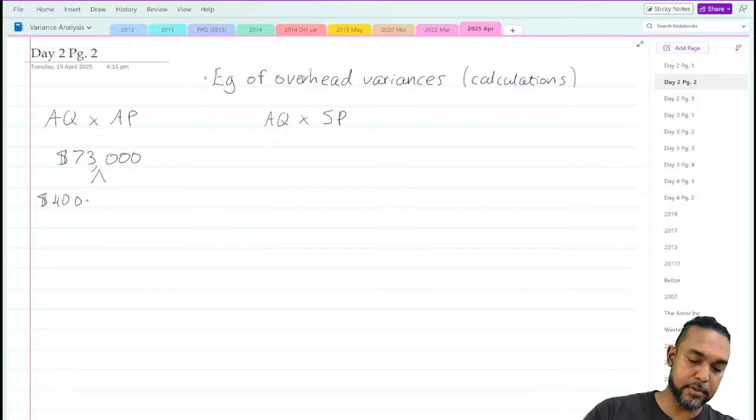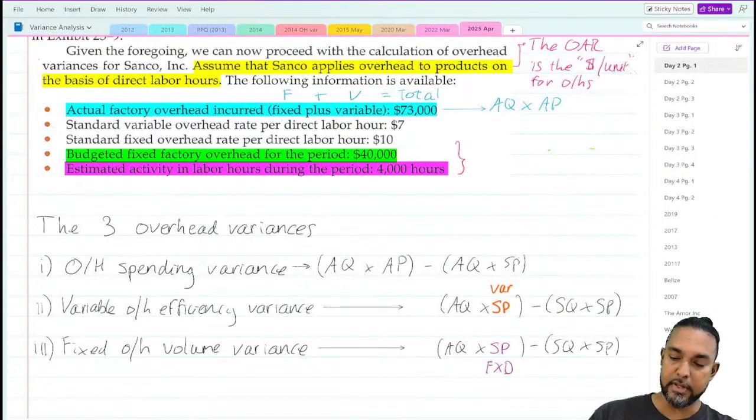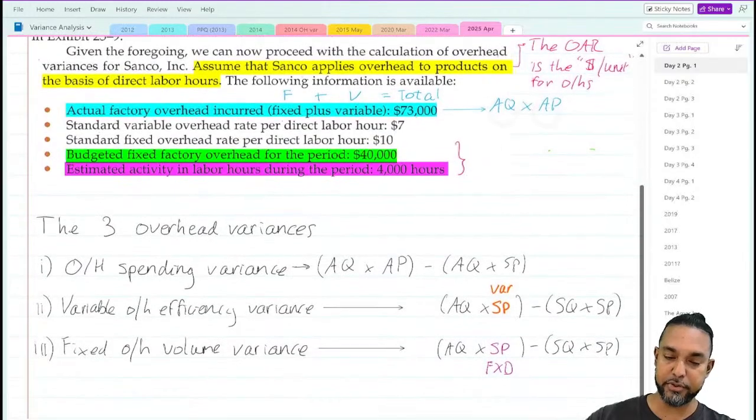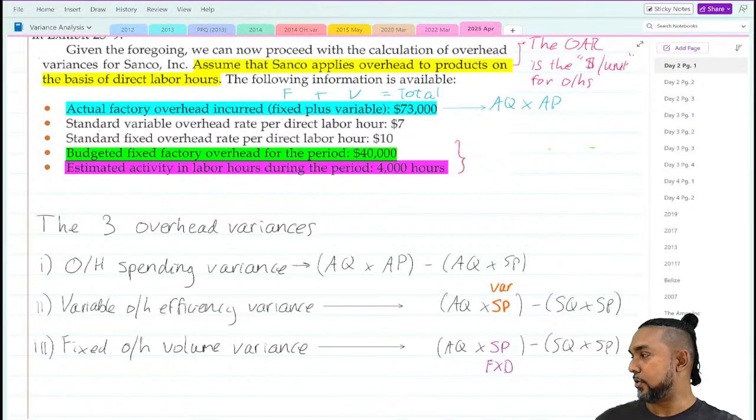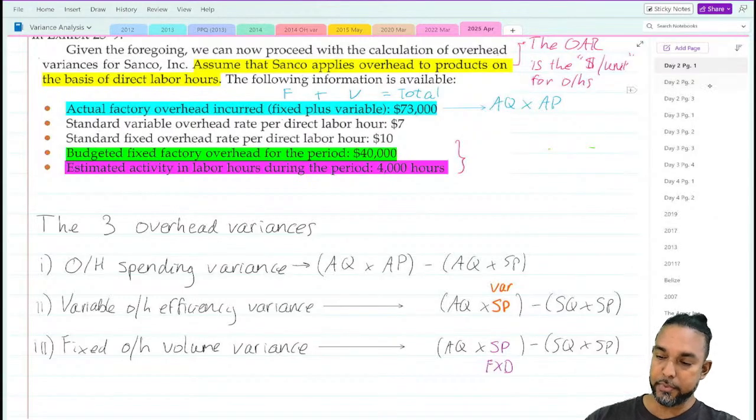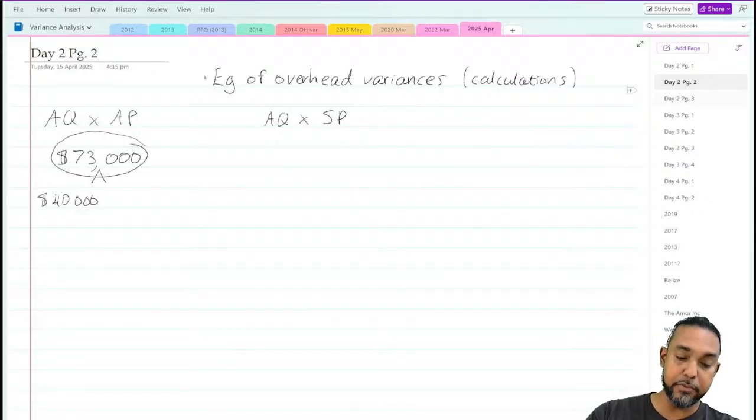So you have 40,000 there. Once again, that 40,000 is this item here, which is the budgeted fixed factory overhead. Because fixed factory overhead doesn't usually change or vary with the level of output, budgeted fixed factory overhead and actual fixed factory overhead end up being the same item. That's why we could take the 73, which is total overhead, fixed and variable, and split it into fixed plus variable. Of course, variable would just be 33.